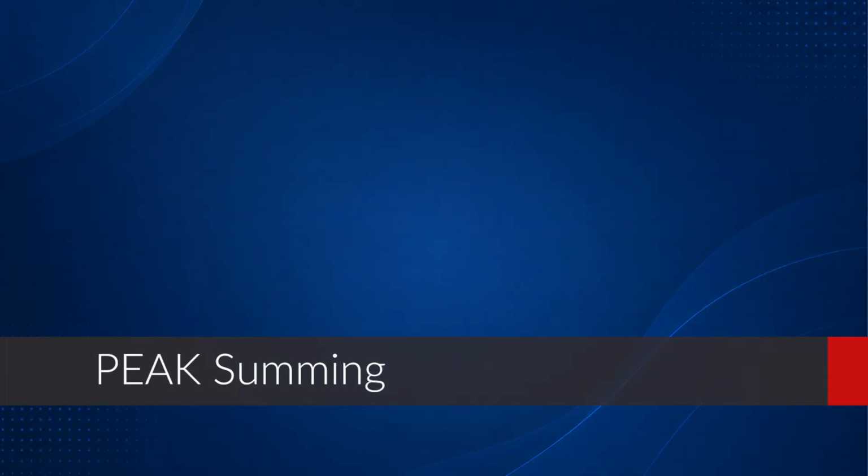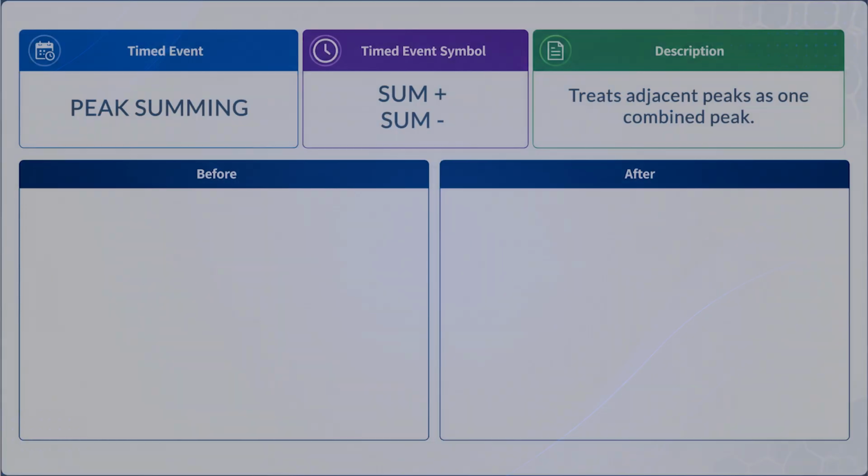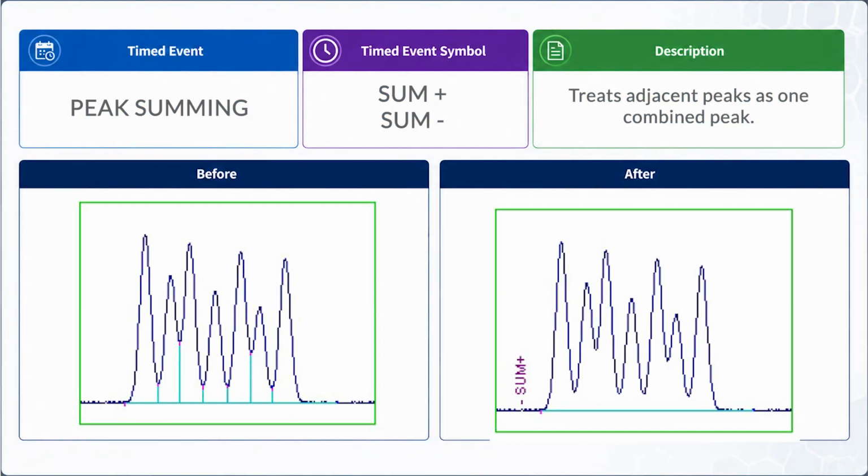Peak summing. Sum plus starts a peak sum window. Sum minus stops a peak sum window. These events are used when several peaks should be treated together over a defined region. Sum plus marks the beginning of the region. Sum minus marks the end of the region. This can be useful where a group of related peaks should be reported or handled as a combined response.